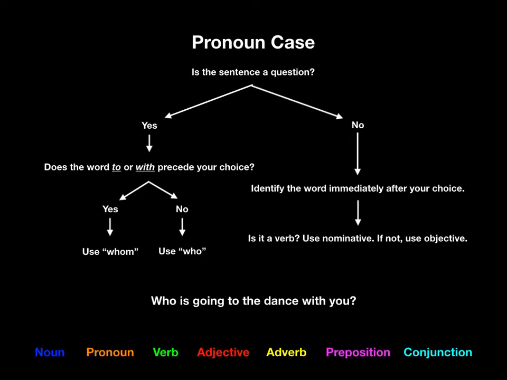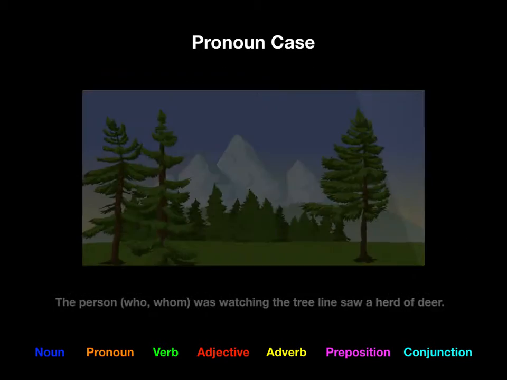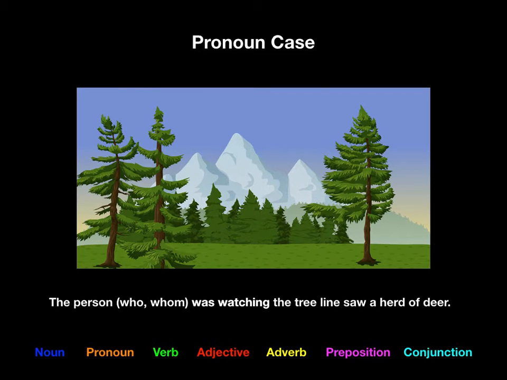Now that we are more familiar with how to identify correct pronoun case, let's attempt to answer a few example questions without the process in front of us. The person whom was watching the tree line saw a herd of deer. Within this sentence, see if you can identify the correct pronoun case.